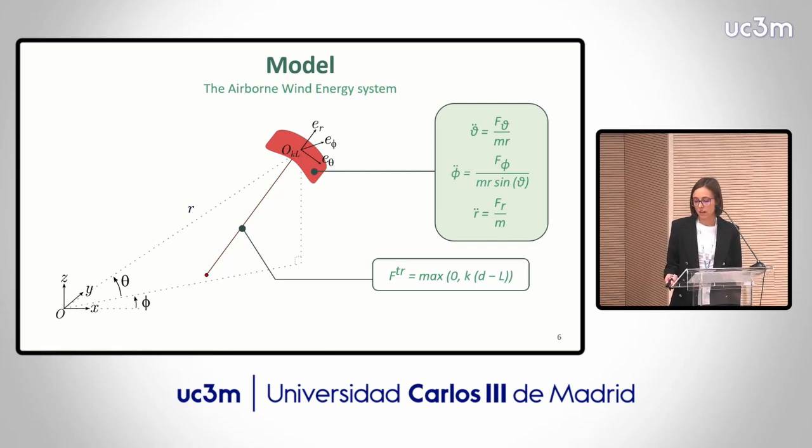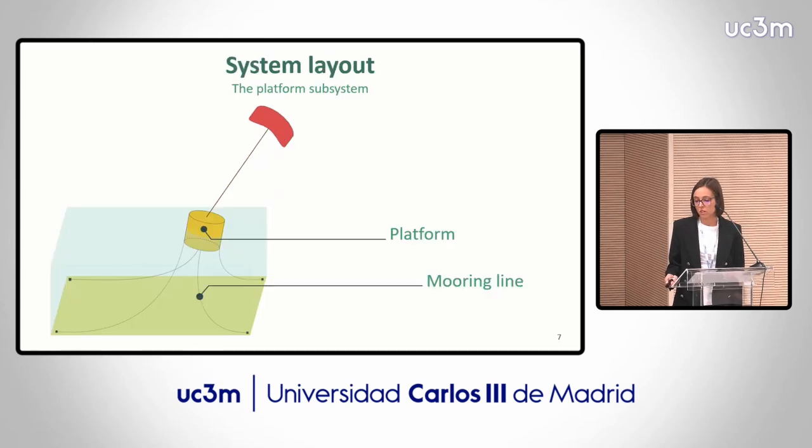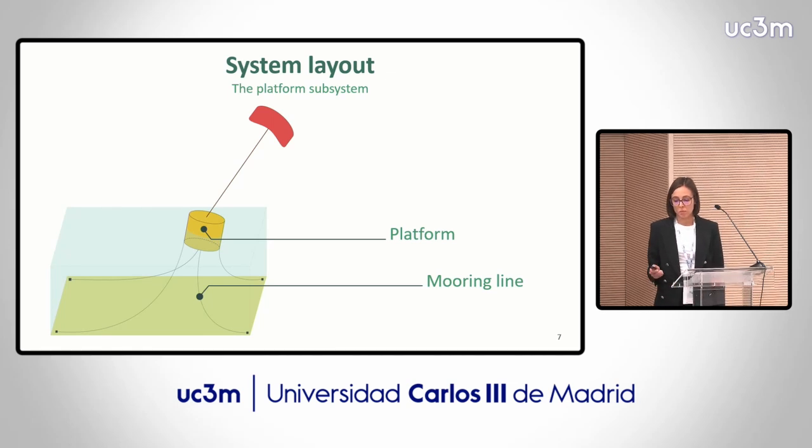Concerning the tether, we modeled it as a simple spring. So the traction force, depending on whether there is traction or the tether is sagging, is zero, or is simply the elongation of the tether multiplied by the spring constant. Moving then to the platform subsystem, the two main components are the platform and the mooring lines. We employed a simple cylindrical spar for the platform, which has a diameter of 10 meters and also a height of 10 meters. For the mooring lines, we have 4 catenary mooring lines, which are symmetric with respect to the platform itself.